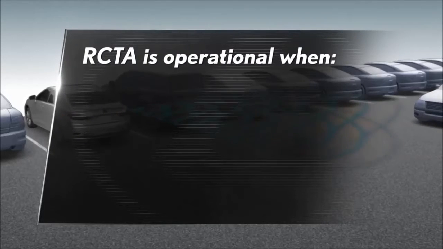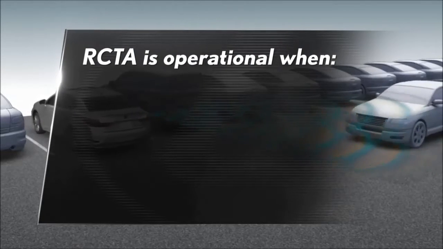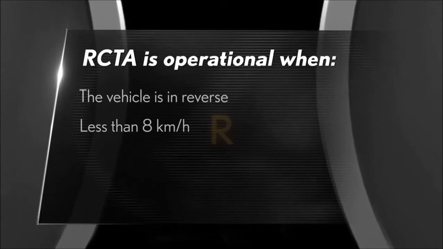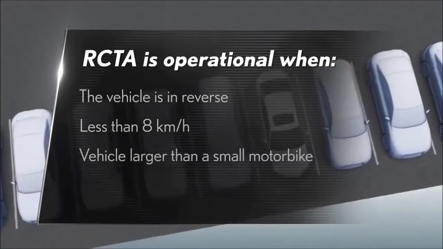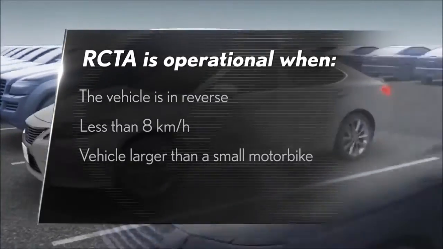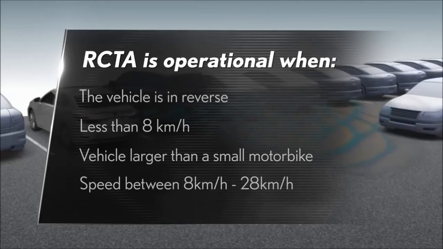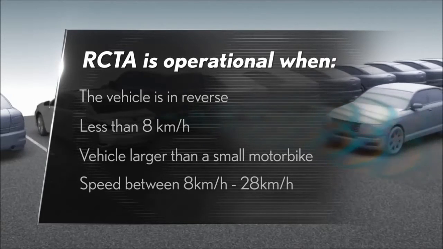When turned on, the rear cross traffic alert function is operational when the vehicle is in reverse, with a speed of less than approximately 8 kilometers per hour, and a vehicle larger than a small motorbike is approaching within the monitored area at a speed between approximately 8 and 28 kilometers per hour.